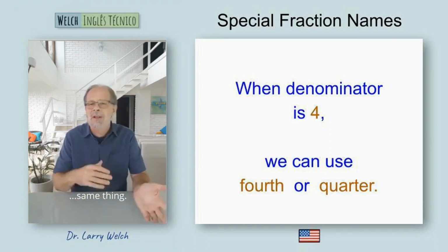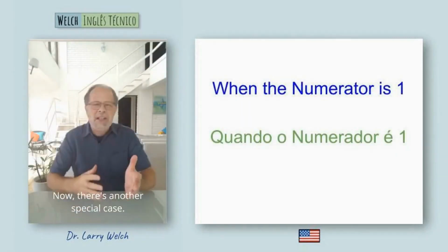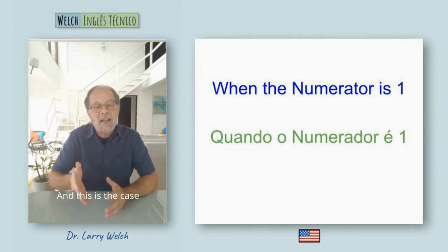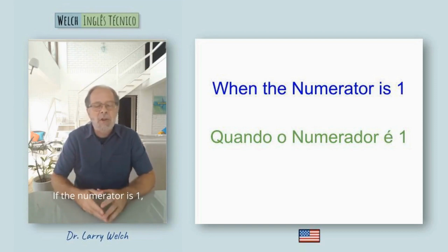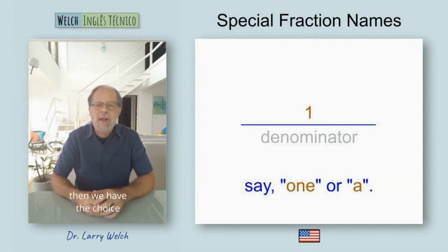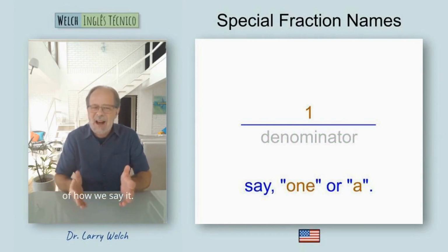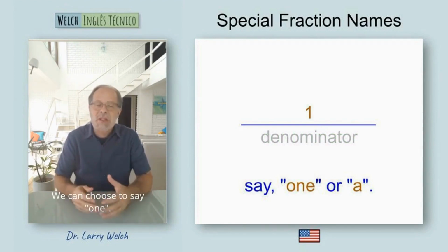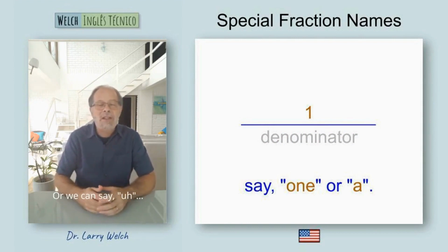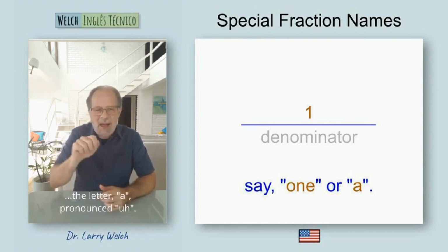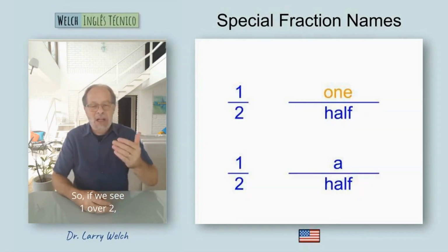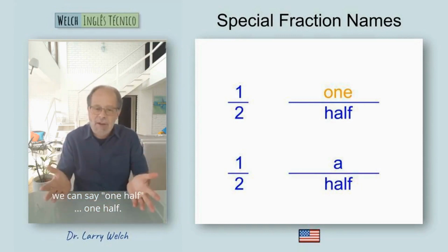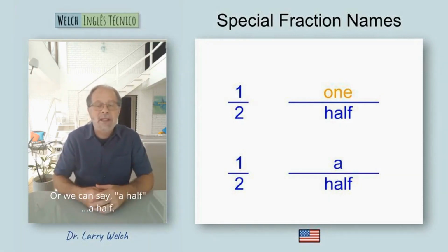3/4, 3/4, same thing. Now there's another special case, and this is the case when the numerator has the value 1. If the numerator is 1, then we have the choice of how we say it. We can choose to say 1, or we can say the letter A, pronounced "uh". So if we see 1 over 2, we can say 1/2, 1/2, or we can say a half, a half.